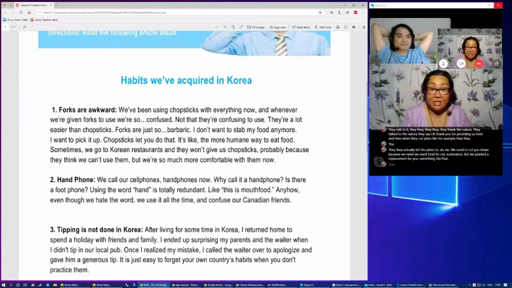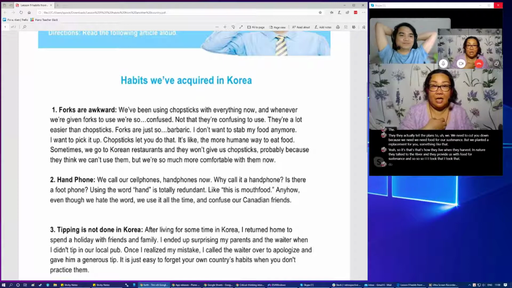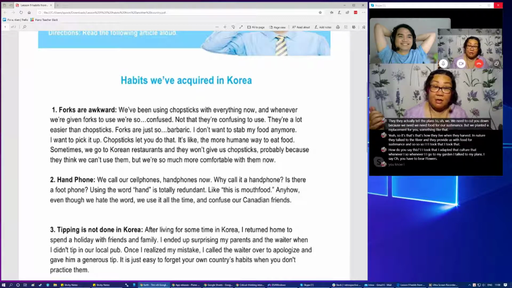When they harvest in nature, they talk to the river and say, "Provide us with food for sustenance," and so on. So I adapted that culture. Whenever I go to my garden, I talk to my plants. I say, "Oh, you have to bear flowers because it would be beautiful here. We could hang out here together because it's beautiful."